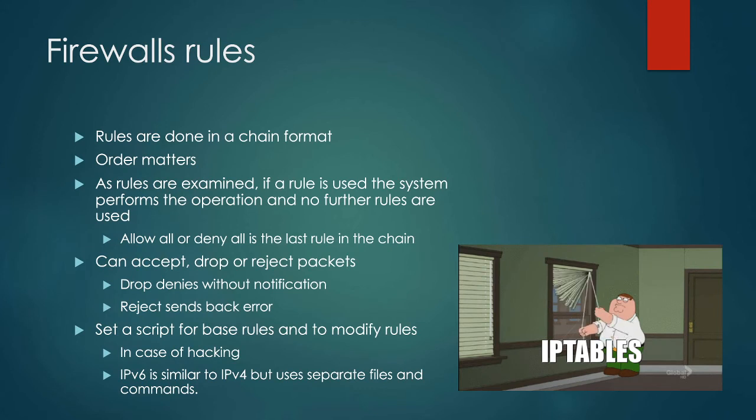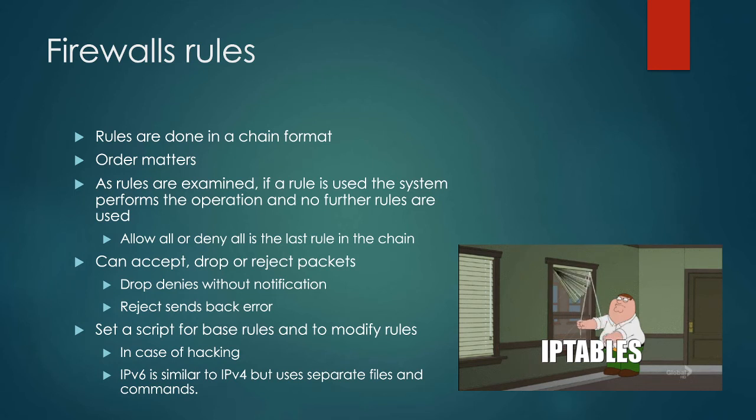With a firewall, for IPtables, rules are actually done in what's called a chain format. The order matters. As a packet comes in, it's going to start at the top of the chain and then run through each of the rules going down the chain. If a rule is used, the system will then do what matches that rule, and then we're all set.